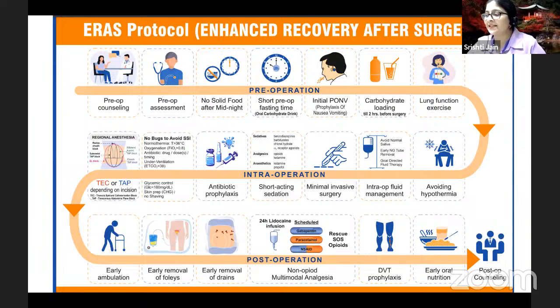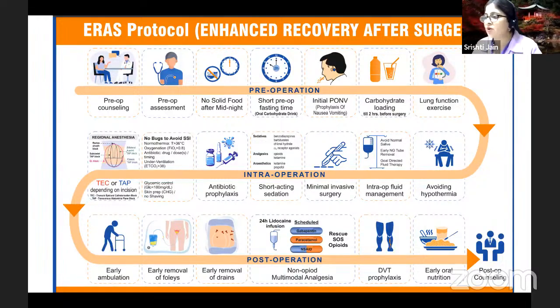So this is the chart of ERAS protocol, which we have made recently for our surgical ICU at Mahatma Gandhi Hospital. And this is one pictorial view of what are the components of ERAS. Talking about the pre-operative components, we'll be dealing with the components later on, but just to introduce, the pre-operative components of ERAS are pre-operative counseling, pre-operative assessment about nutrition, patient's exercise status. The patients are told to have no solid foods after midnight, but they can have some light food till even 6 to 8 hours of surgery. There should be a short pre-op fasting time till 2 hours of surgery. They are allowed to have oral carbohydrate drinks.